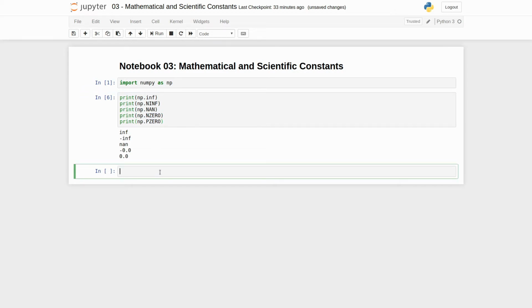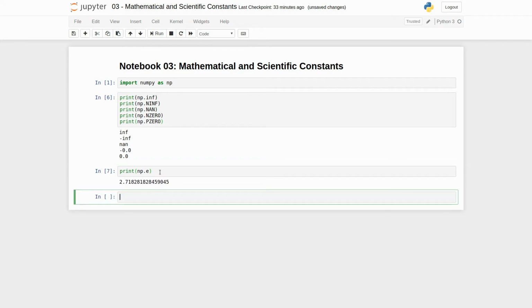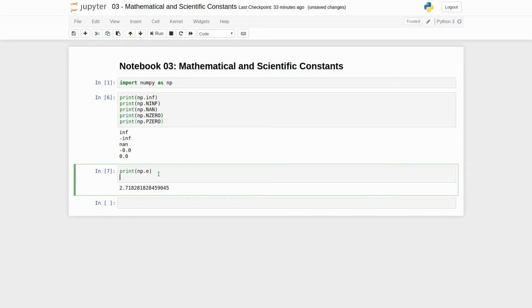Next we will see some of the basic scientific constants. Again, print statement np.e, the most basically used e, and its value should be 2.71 something. Yeah, you see its value 2.71. It is mostly used in mathematics and physics, in these fields, to deal with equations.